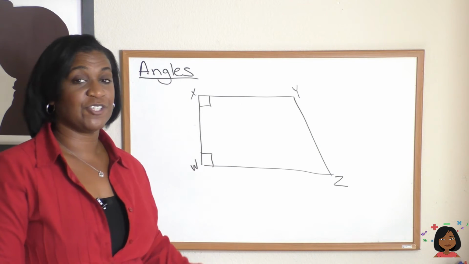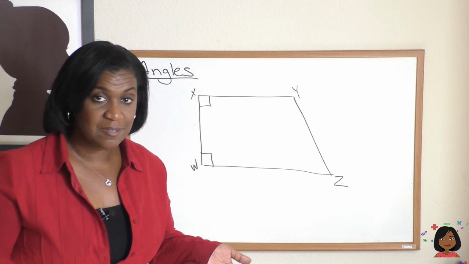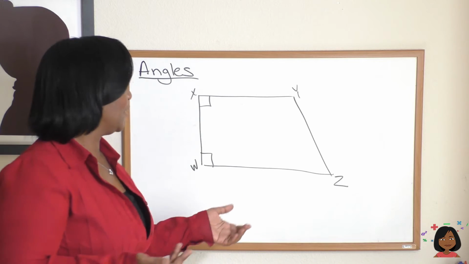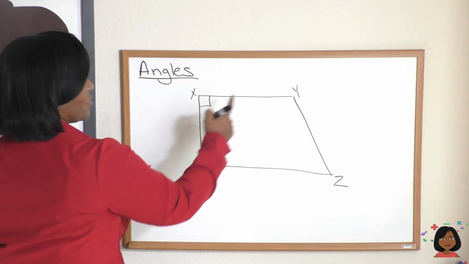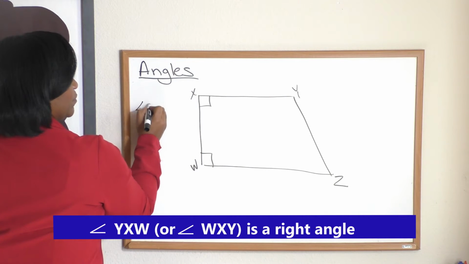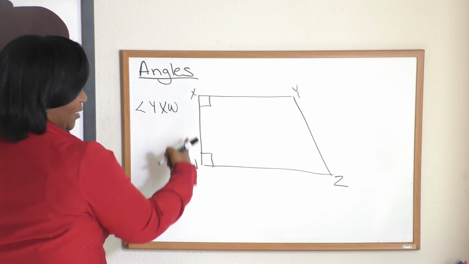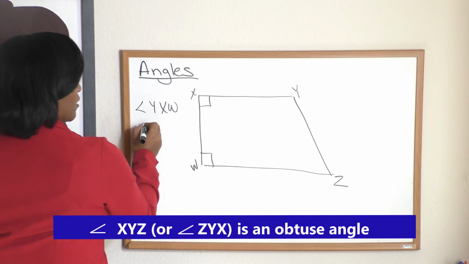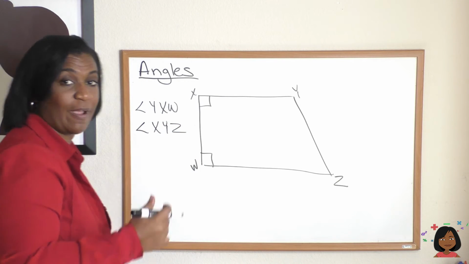Let's try another example. So here we have a shape. Let's look for angles. First, do you see any right angles? Remember, right angles always have that little square. And yep, I see how many? 2. Let's name them. The right angles are angles YXW. YXW, that's 1. What about this one? XYZ, right? This one here. Angle XYZ. Those are your right angles.